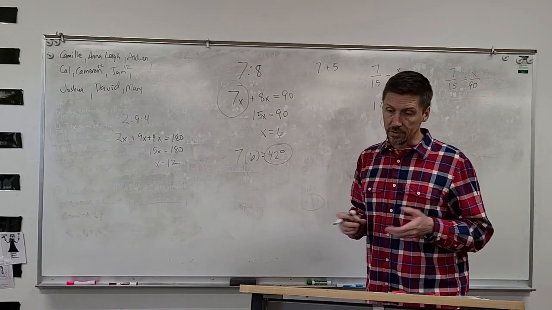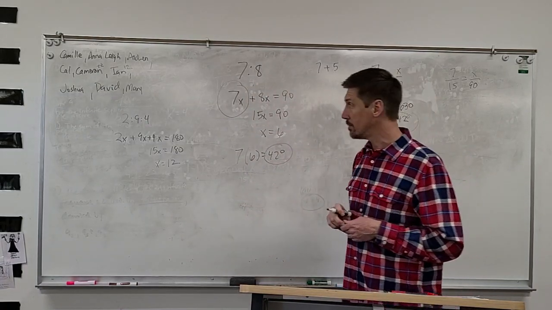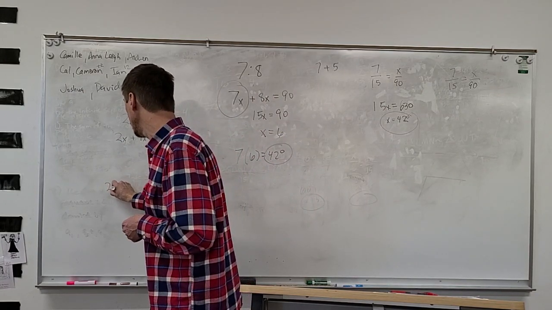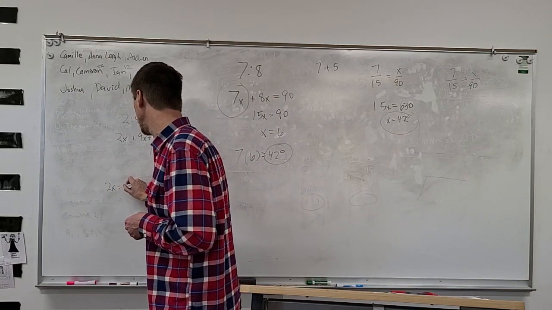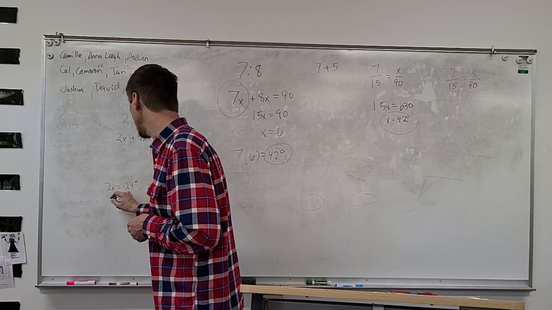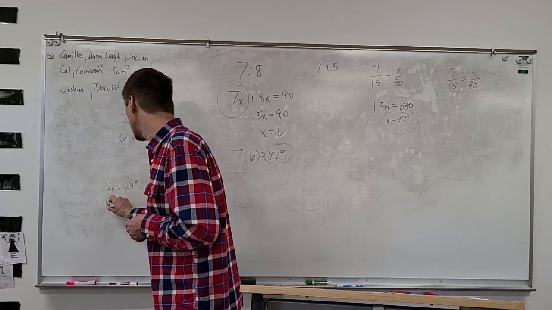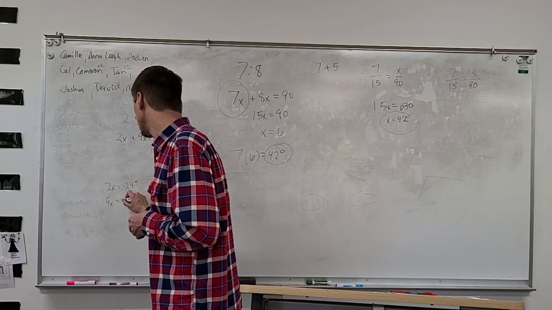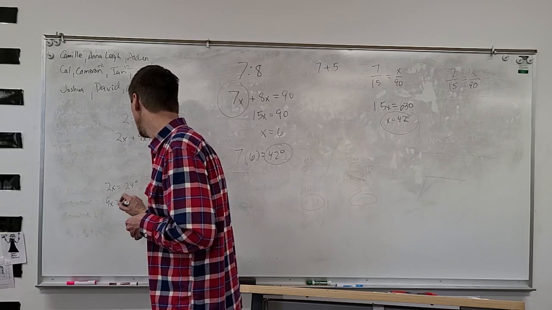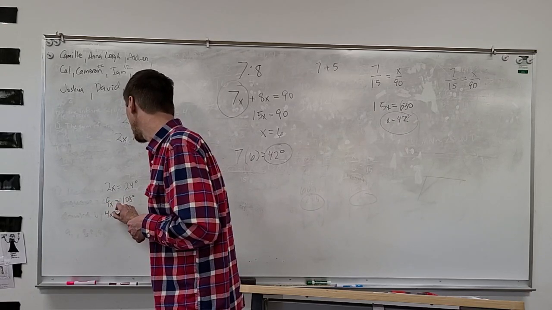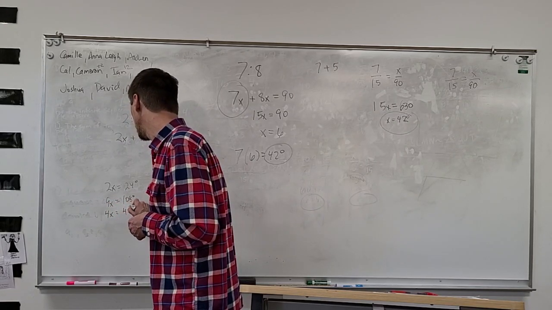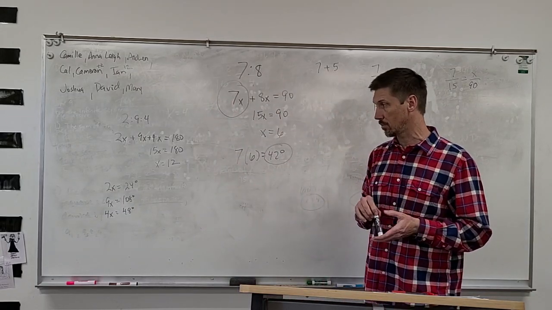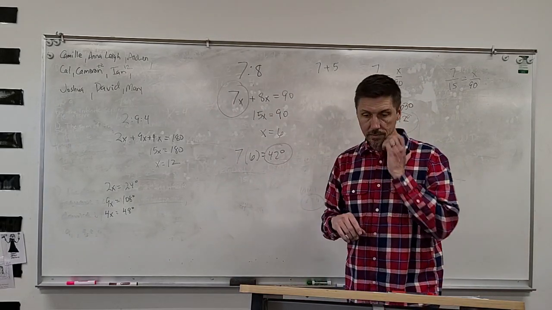Again, we have to see what the problem asks us for. The problem asks us for the measure of each angle. So the first angle is 2x, or 2 times 12, which is 24 degrees. The second angle is 9x, or 9 times 12, which is 108 degrees. And then 4x is 4 times 12, which is 48 degrees. So those would be our three angles. And we could double check that they all add up to 180, which they do.